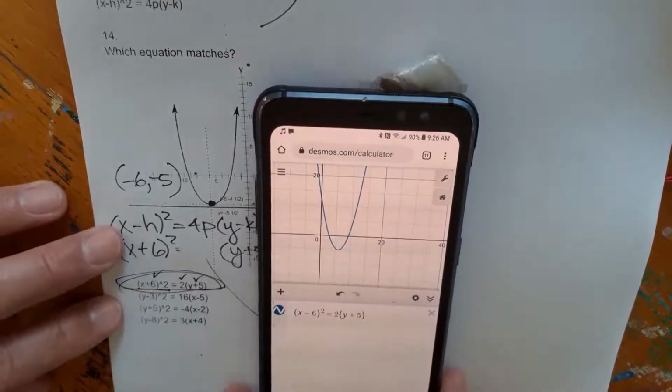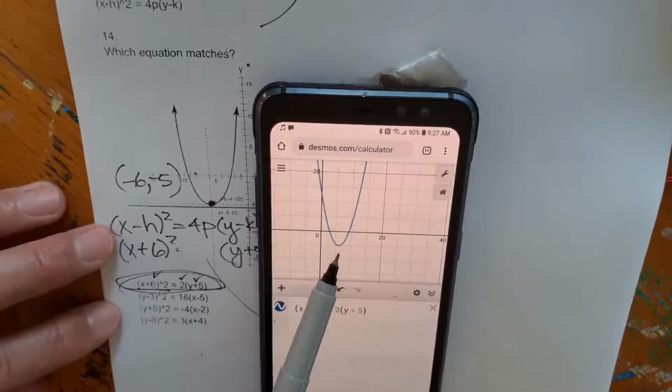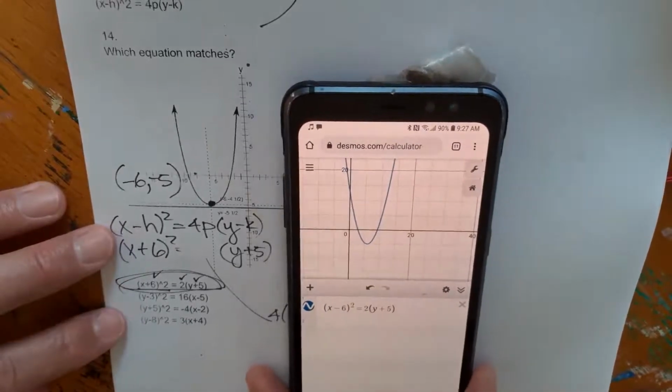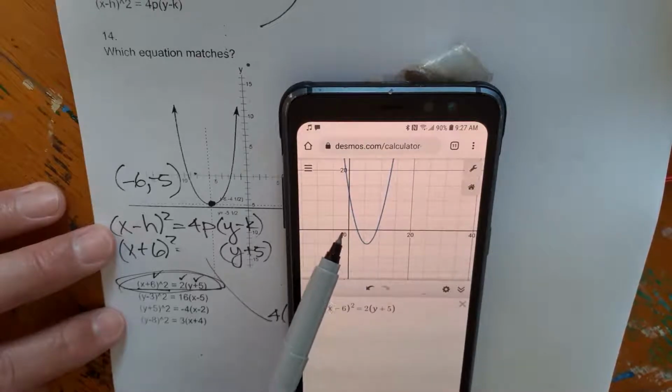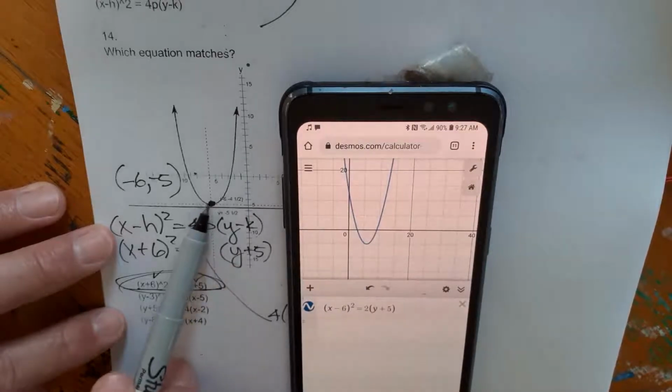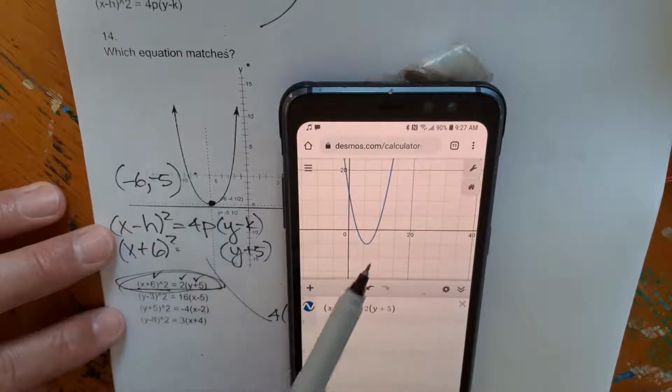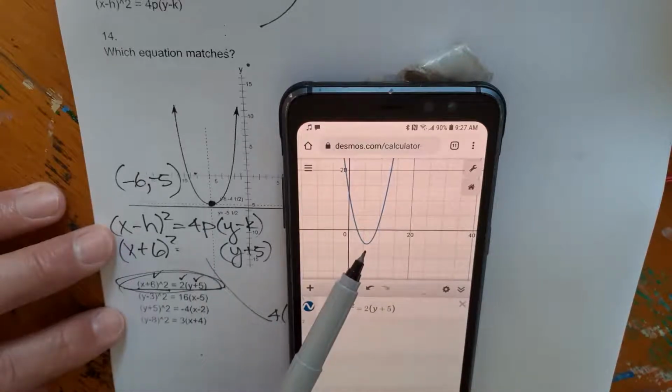And I made a mistake. I hope you're seeing that from where you are. Let me just point it out to you. Look at where my parabola is in this graph. It's on the right side of the y-axis. Look at where my parabola is in here. It's on the left side. And look at where my parabola is here, just on the right of the y-axis.